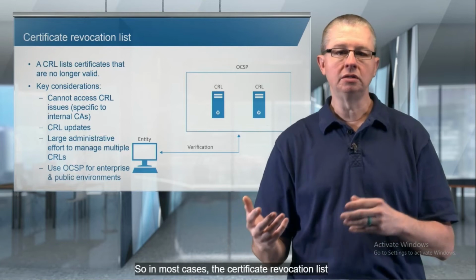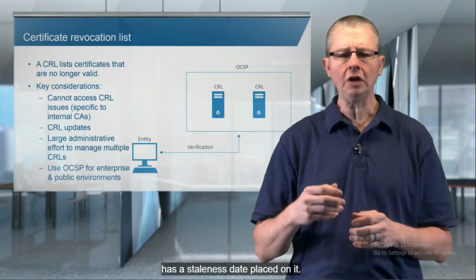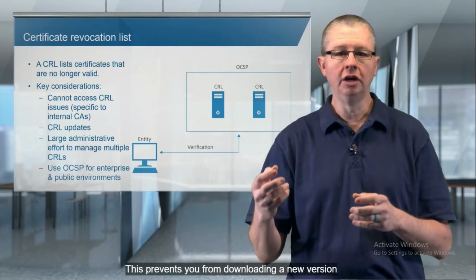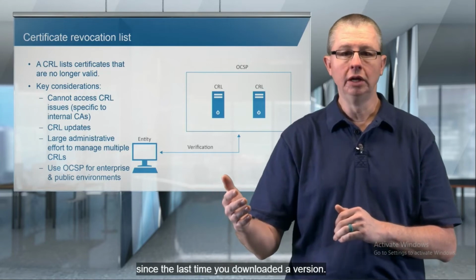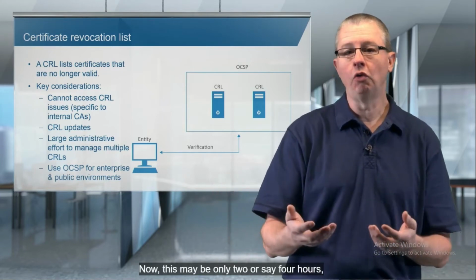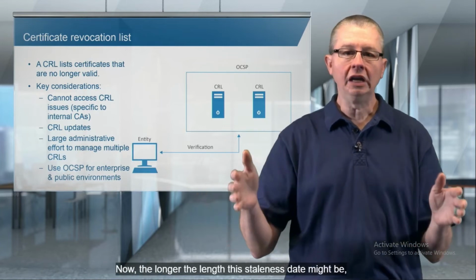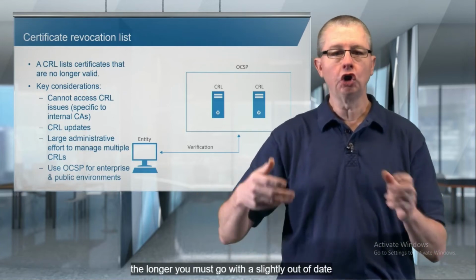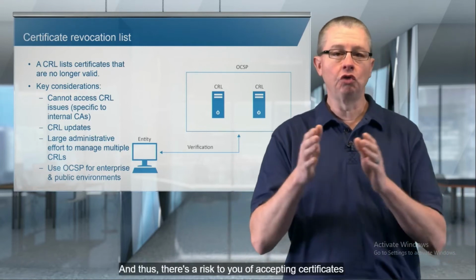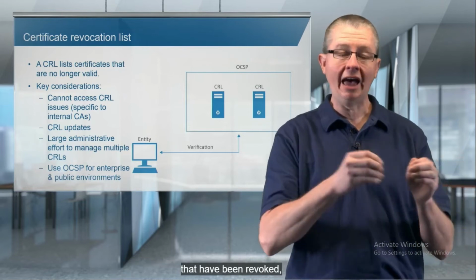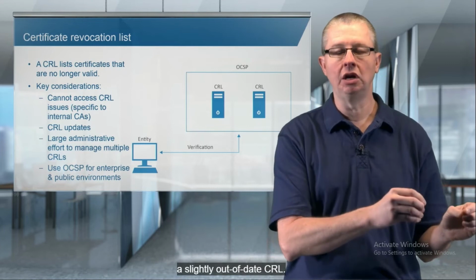So in most cases, the certificate revocation list has a staleness date placed on it. This prevents you from downloading a new version until a certain period of time has passed since the last time you downloaded a version. Now, this may be only 2 or say 4 hours, or maybe as long as 48 or 72 hours. Now, the longer the staleness date might be, the longer you must go with a slightly out-of-date certificate revocation list, and thus there's a risk to you of accepting certificates that have been revoked, but which you are not aware of because you have a slightly out-of-date CRL.